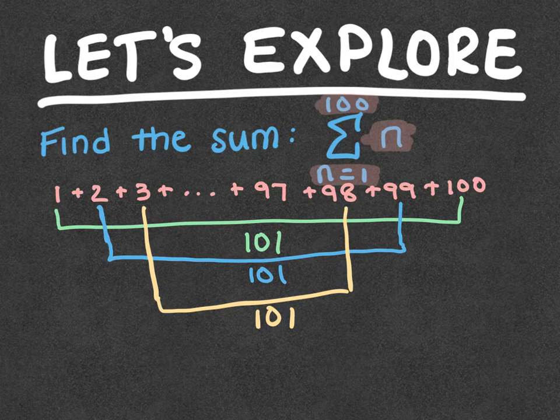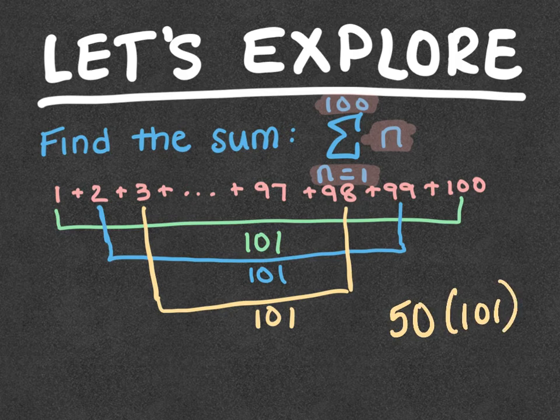So how many times am I going to get 101 if I just arrange this? Well, if there's 100 terms total, then I'm going to have 50 pairs of 101. So instead of adding up 1 plus 2 plus 3, I can just do 50 times 101, and that's going to give me my answer. And that comes out to 5,050.